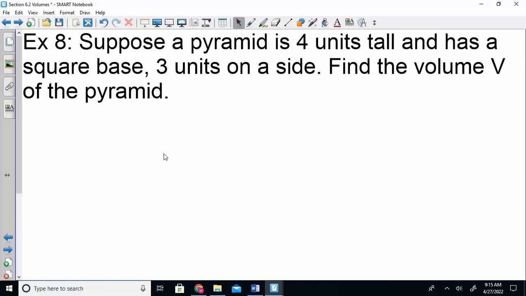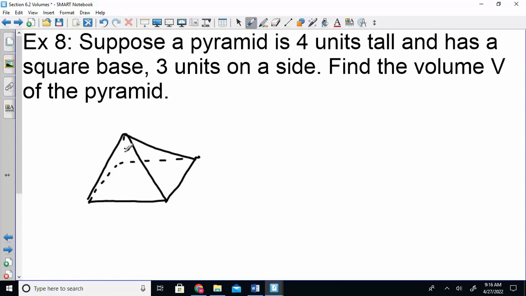So suppose a pyramid is 4 units tall, has a square base, 3 units on the side. Find the volume of the pyramid. All right, we have a formula for volume of a pyramid, but let's try to work it out without that. So, okay, I'm going to draw a pyramid. So here's my pyramid.